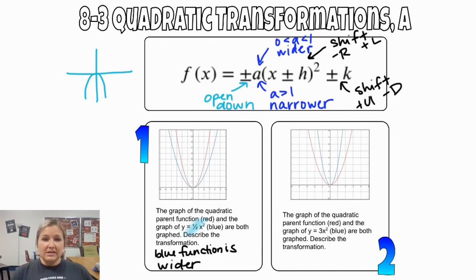All right, so let's look at the second example now. Instead of 1/2, we have a 3. The quadratic parent function is in red, and that's the normal width, and you'll see that my blue function is 3x squared. You'll notice that it is skinnier, it's narrower. So this transformation is going to be narrower. Why is it narrower? Because we have 3, and the 3 is larger than 1. So those are the two differences there. We have wider if we have a proper fraction, and we have narrower if it's larger than 1.